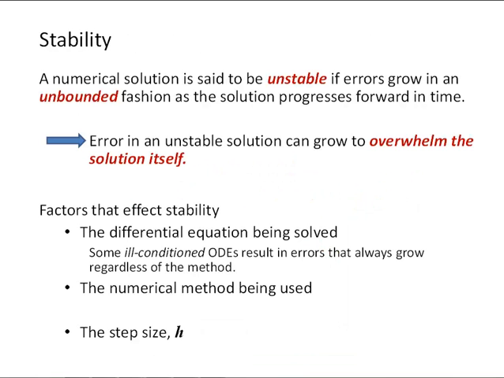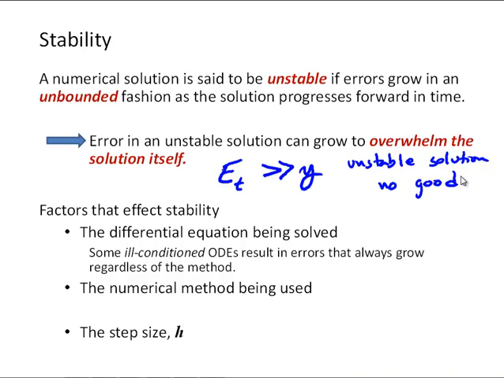stability. A numerical solution is said to be unstable if the errors grow in an unbounded fashion as the solution progresses forward in time. What can happen here is that the error in an unstable solution can grow to overwhelm the solution itself. In other words, that total error as we move forward can be greater than y, even much greater than y, such that our numerical solution is worthless. So an unstable solution is no good, and we'd like to avoid that.